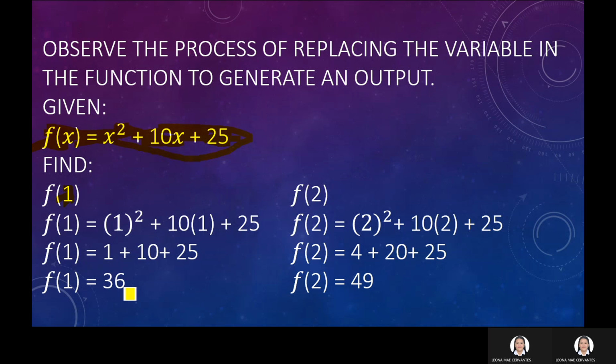Next, now if x is equal to 2, we have f of 2, then substitute positive 2.